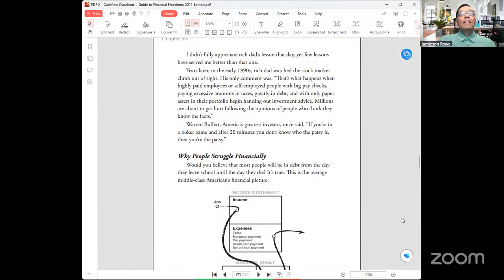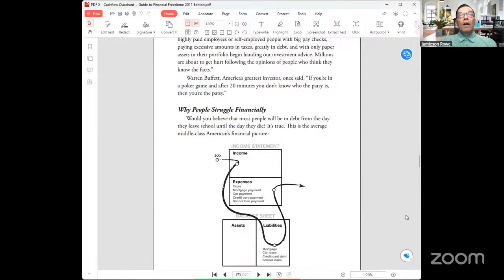Years later, in 1990, Rich Dad watched the stock market climb out of sight. His only comment was, "That's what happens when highly paid employees or self-employed people with big paychecks, paying excessive amounts of taxes, greatly in debt, and with only paper assets in their portfolio begin handing out investment advice. Millions are about to get hurt following the opinions of people who think they know the facts."